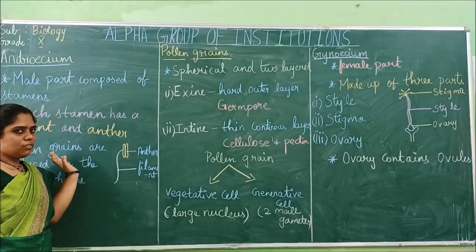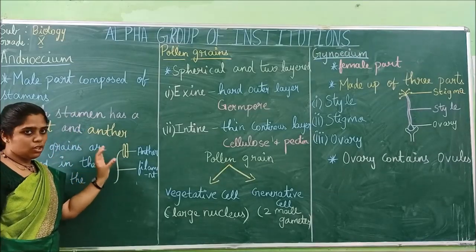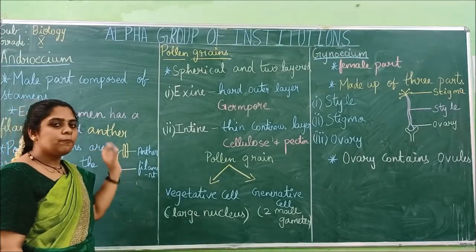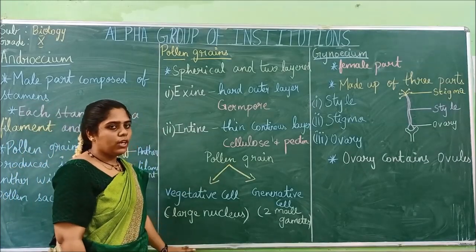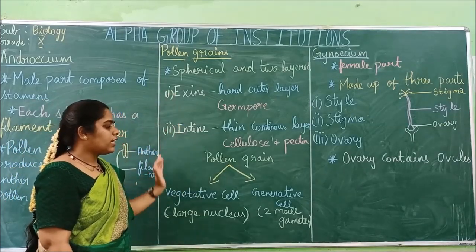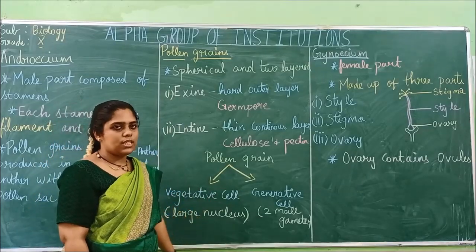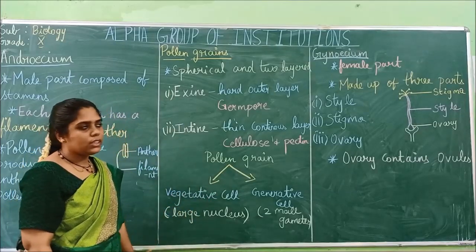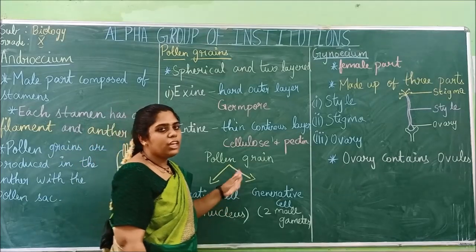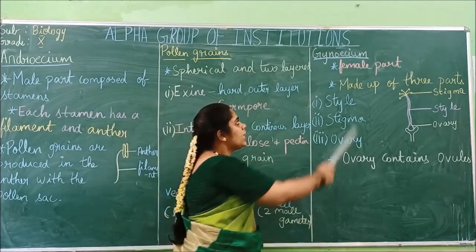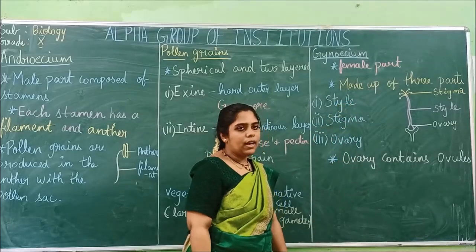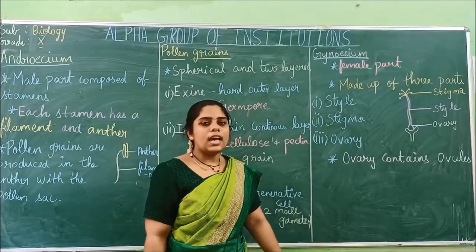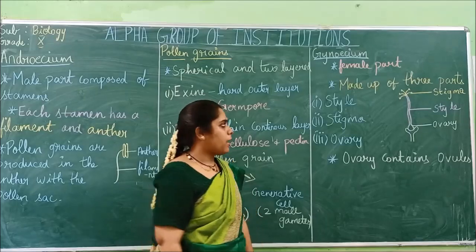We saw what is androecium, and pollen grain is also an important part in androecium. So we saw the detailed structure of pollen grains, exine and intine, and what types of cells are present inside this pollen grain. Next we are moving on to the female part, that is the gynoecium. The gynoecium is the female part, and androecium is the male part.